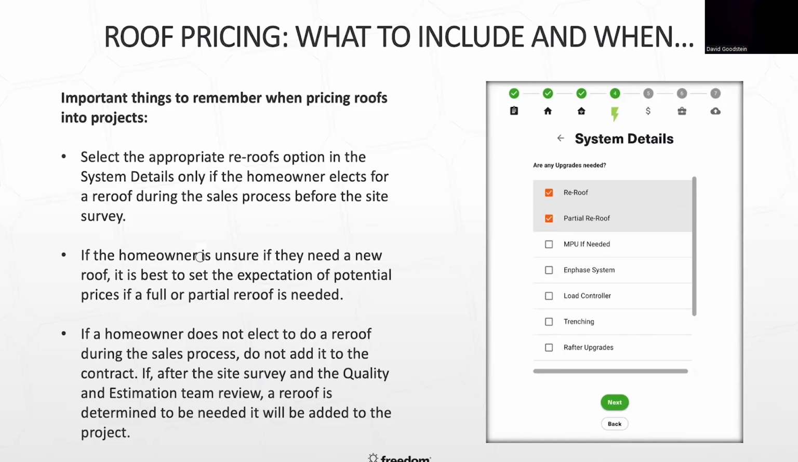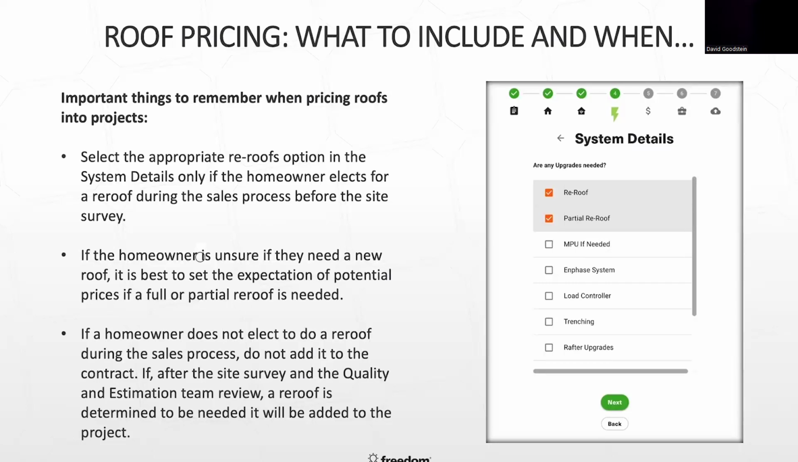When you get to this system details screen on the project generator, select the appropriate re-roofs option in the system details only if the homeowner elects for a re-roof during the sales process before the site survey. That is, you've included a re-roof in the sales process, whether or not you know if the homeowner needs one or not. So if the homeowner is unsure if they need a new roof, it's best to set the expectation of potential prices if a full or partial re-roof is needed, but don't include that price in the contract or check those boxes because that will be determined at site survey.